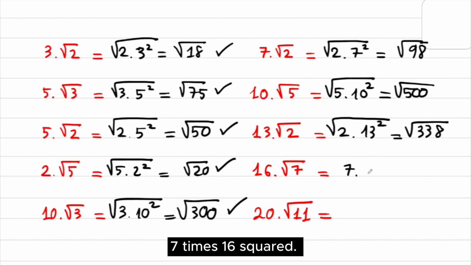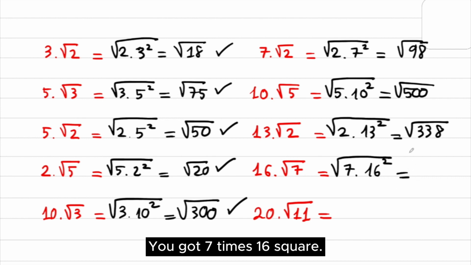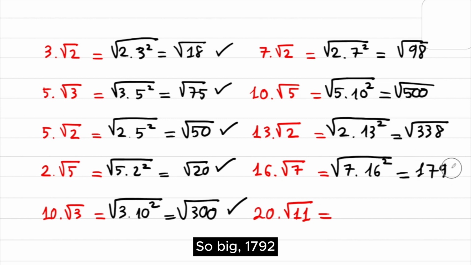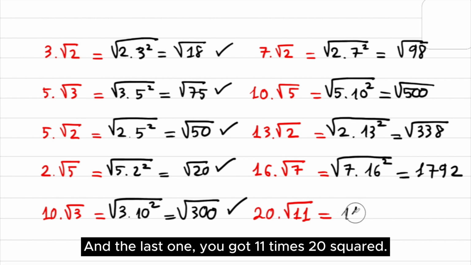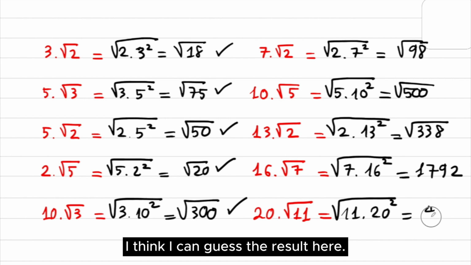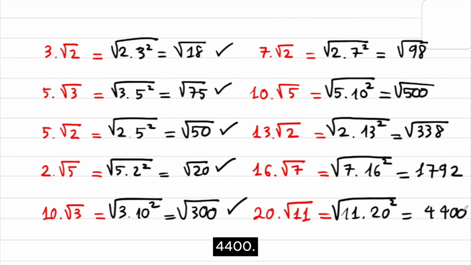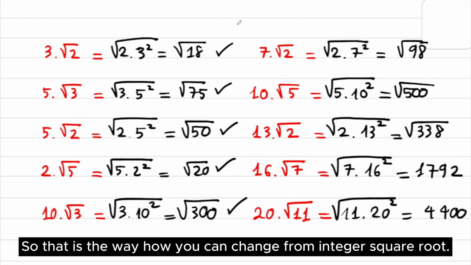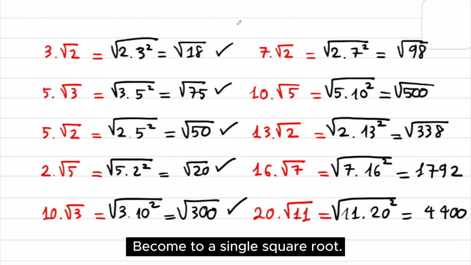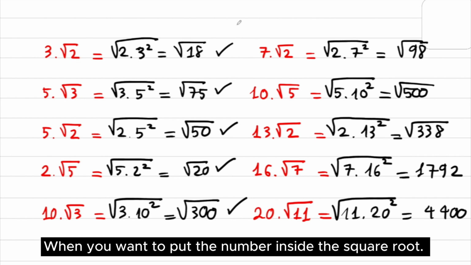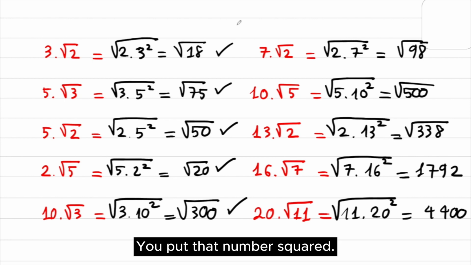7 times 16 squared, put under the root, you got 7 times 16 squared. Okay, so big one, 1792. And the last one, you got 11 times 20 squared. I think I can guess the result here, 4,400. Okay, let me check again. Yeah, I'm right. So that is how you change from an integer times square root to a single square root. When you want to put the number inside the square root, you square that number.